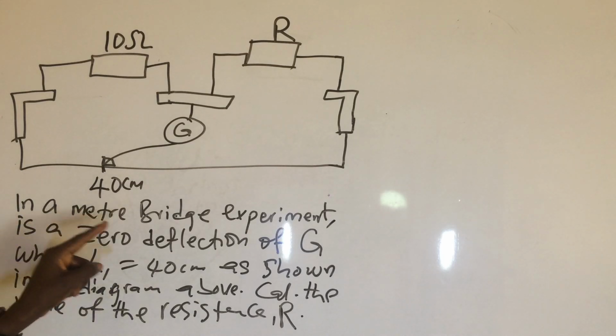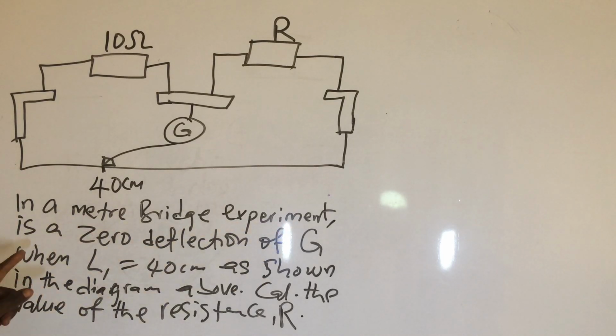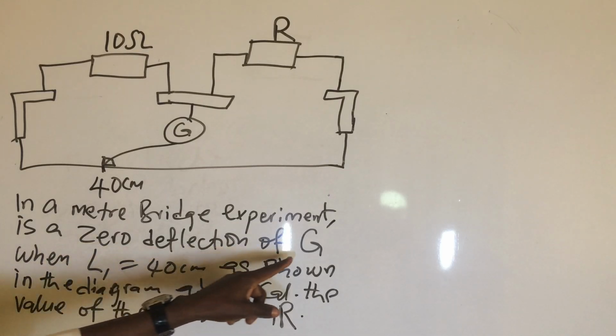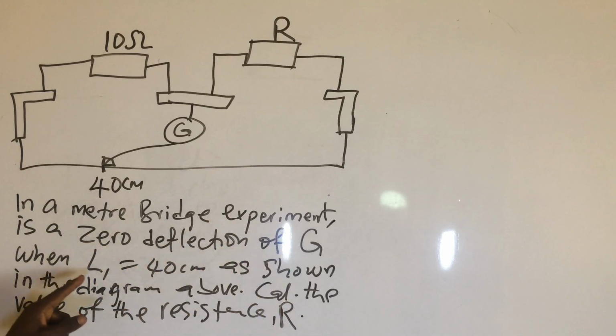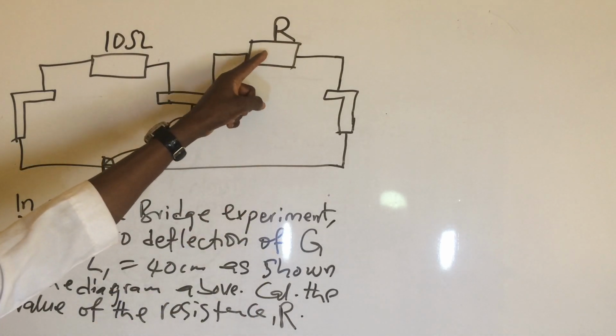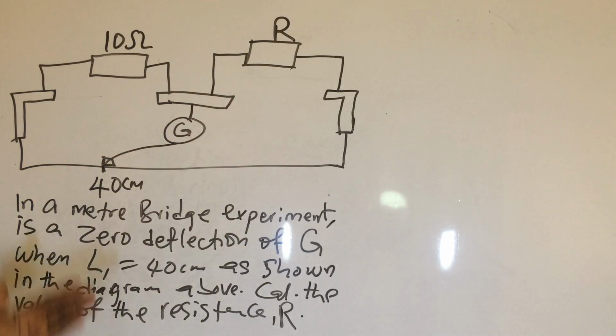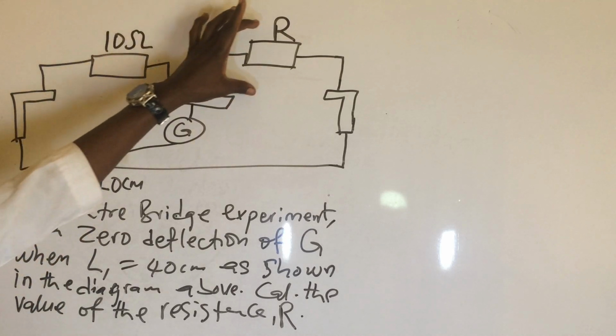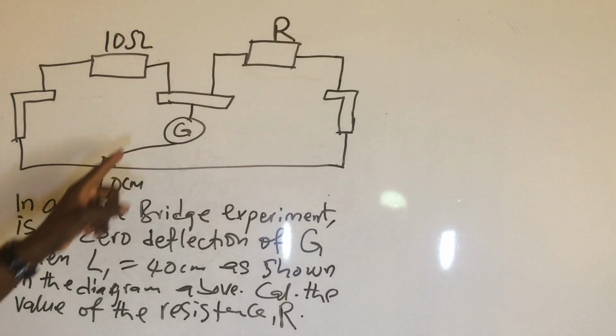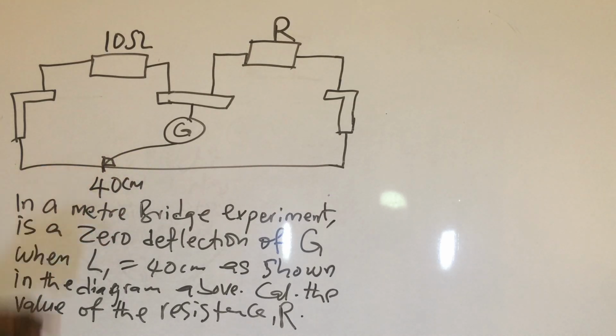So in a meter bridge experiment, there is a zero deflection of the galvanometer when our length 1 is 40 cm as shown in the diagram above. We now calculate the value of the resistance R. This is the instrument. The first R is already here. We are now going to measure the second R when we detect the value of our L1.